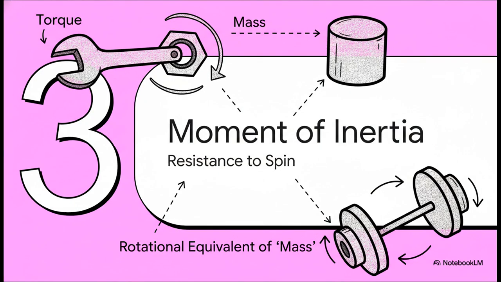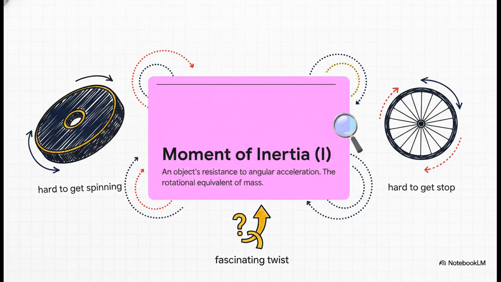Okay, so if torque is the rotational push, what's the resistance? What pushes back? Well, that brings us to the rotational version of mass, the moment of inertia. Think of it this way. If mass is how stubborn an object is about changing its motion in a straight line, then moment of inertia is how stubborn it is about changing its spin. Something with a huge moment of inertia is really hard to get spinning, and once it's going, it's really hard to stop. But, and this is a big but, there's a huge difference between mass and moment of inertia.